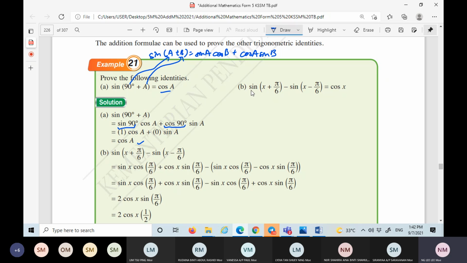Now we look at B. B is the same thing. The right hand side is simpler, so we start from the left hand side. Same thing, this one and this one, you can do it separately. This is A plus B. We use this. This one is A minus B, so you use another addition formula. So this is sin A cos B minus cos A sin B.